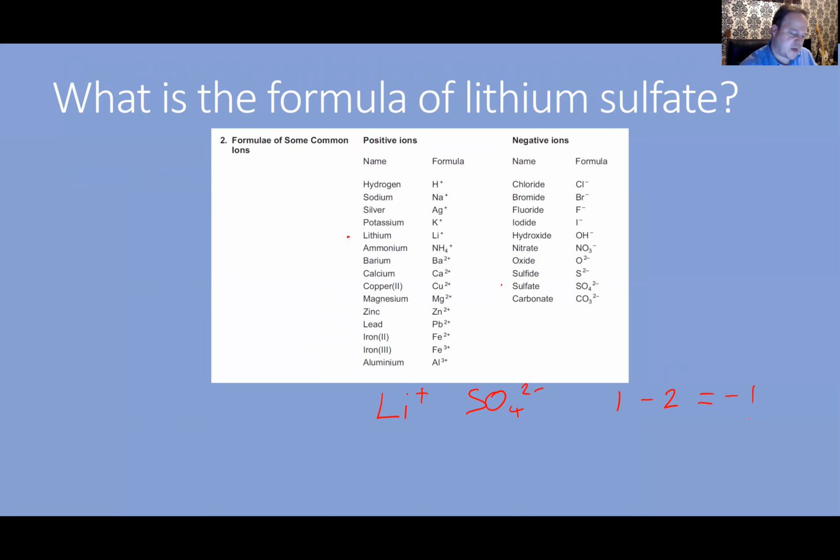And you'll recall from last time, if the compound has too much negative charge, you can introduce some more positive charge. 1 + 1 - 2 = 0. Problem solved. The ions now cancel out. We have 2 lithium ions and 1 sulfate ion. Li2SO4.